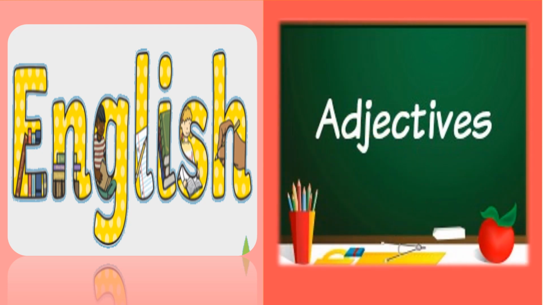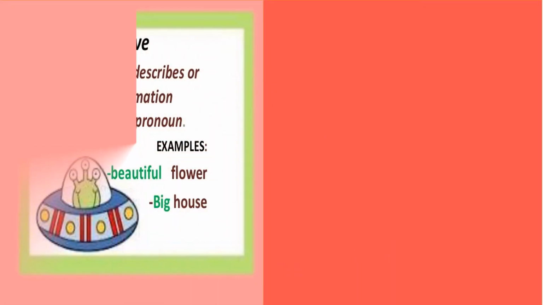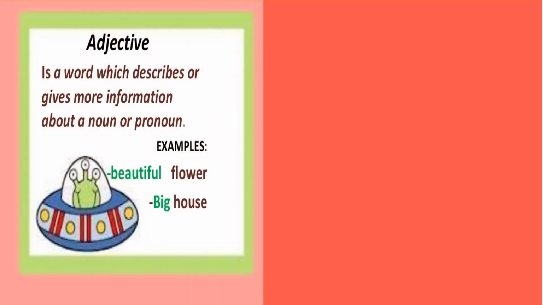Grammar topic: adjectives. What is an adjective? An adjective is a word that describes or gives more information about a noun or pronoun. Example: beautiful flower, big house.